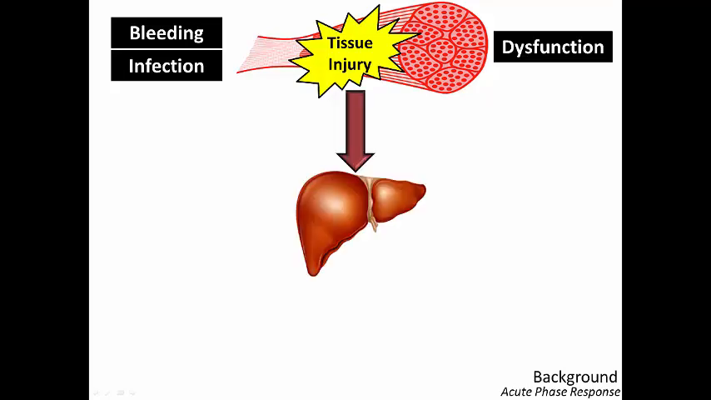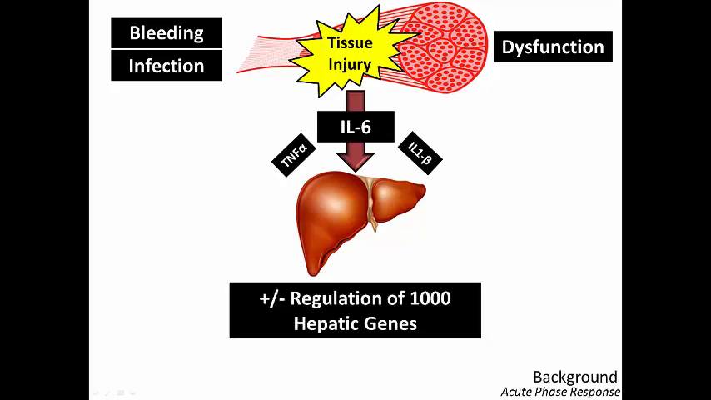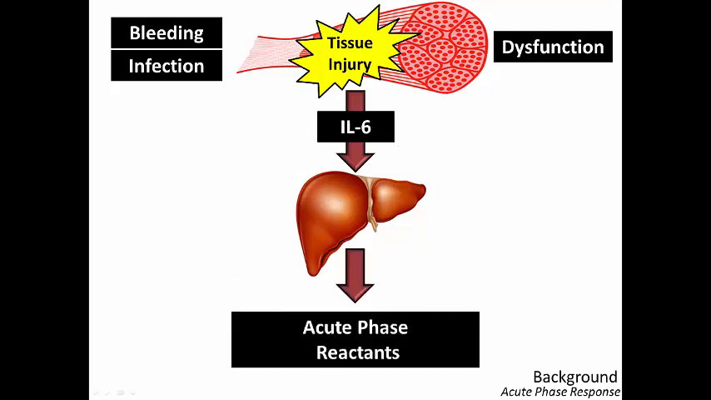During this response, factors released from the damaged tissues immediately travel to the liver through the venous vasculature. Of those factors, interleukin-6 is the most robust effector cytokine released. TNF-alpha and IL-1 beta modify IL-6. Together, those cytokines stimulate the immediate positive and negative regulation of over 1,000 hepatic genes. Those genes are responsible for the acute phase reactants.